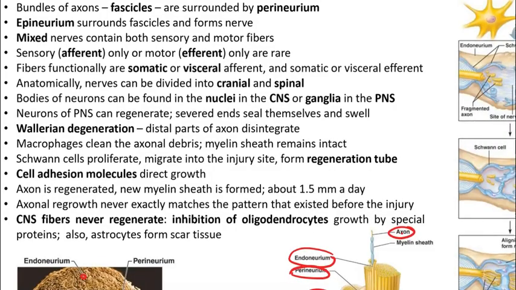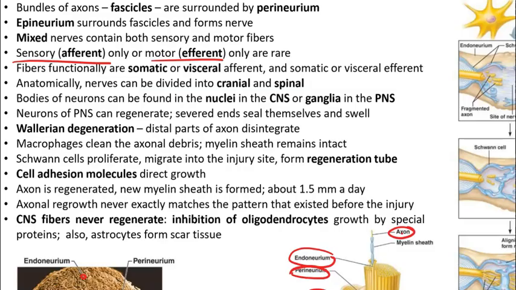So nerves, as anatomical structures, can contain fibers that are sensory or motor. So can a nerve contain only sensory fibers? Yes, rare. Very, very rare. Okay? Can it contain only motor? Yes, also rare. So I want you to think about nerves as roads.